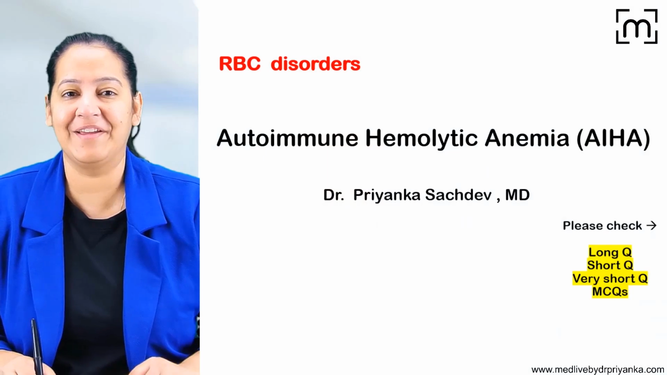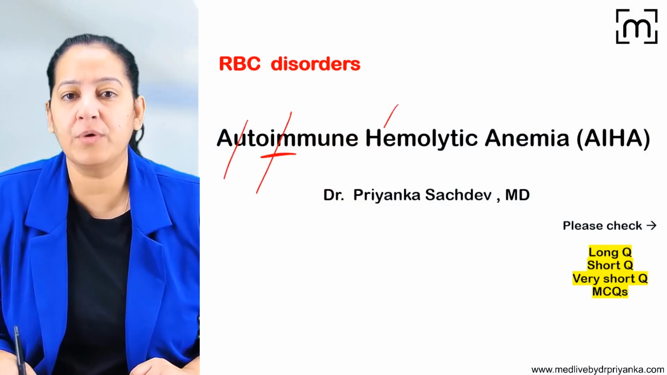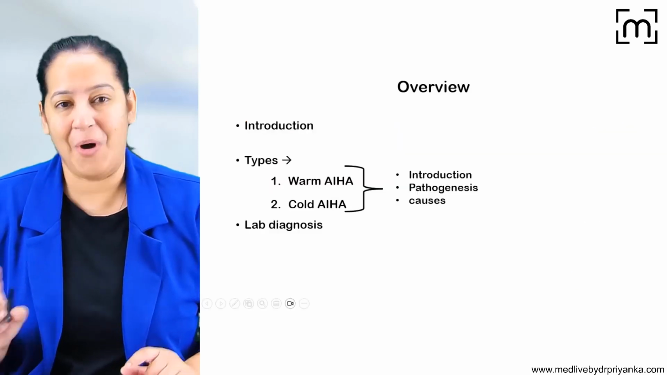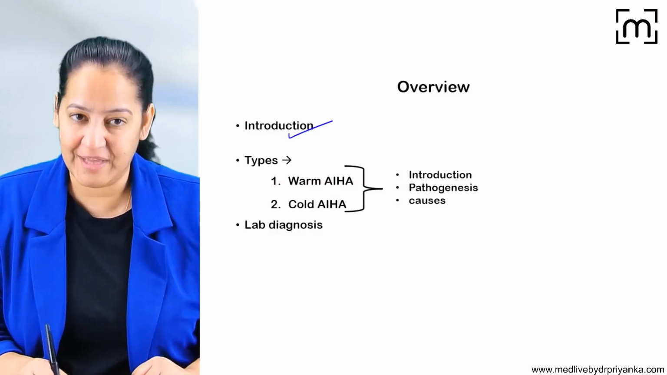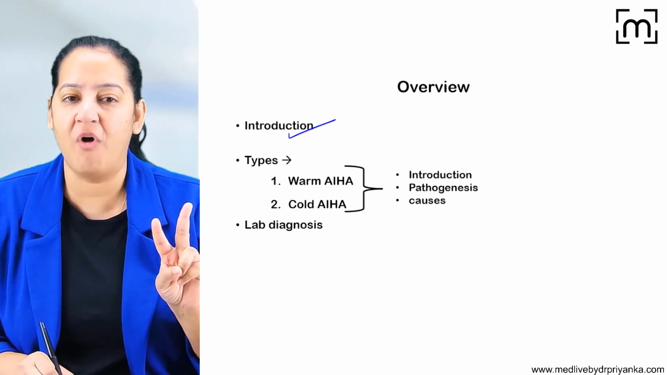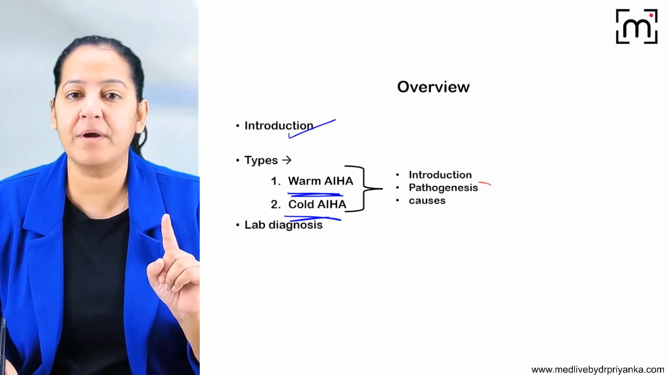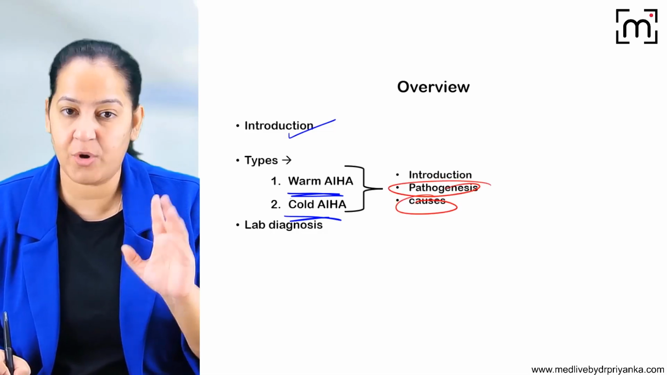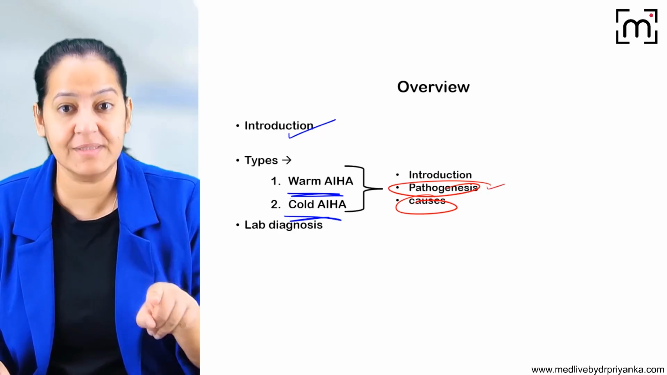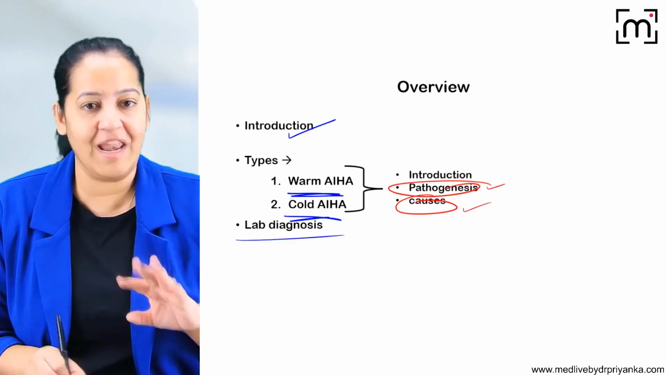Autoimmune hemolytic anemia, also known as AIHA. First of all, I will let you know the introduction: what do you mean by autoimmune hemolytic anemia? Then we will see its two types: warm autoimmune hemolytic anemia and cold autoimmune hemolytic anemia. The most important is the pathogenesis and causes of each type. So you must understand the difference between the two types, the pathogenesis of the two types, the causes of the two types with their diagram, and finally the overall lab diagnosis.